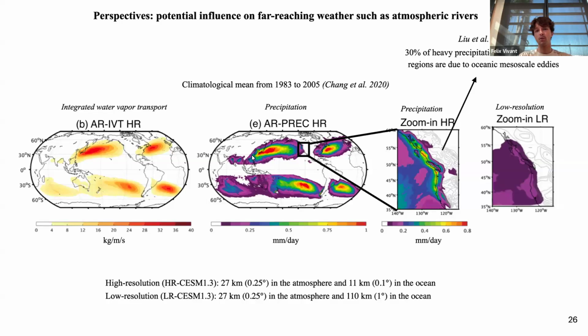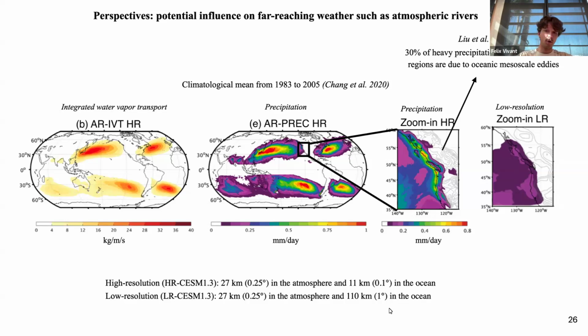We can observe the associated precipitation. And if we look at the west coast of America here, this panel is a zoom over the west coast. When moisture faces mountainous regions, it rises, and so it condenses into liquid and ice, and this results in precipitation. And if you don't resolve the mesoscale, they found that you don't accurately represent such atmospheric rivers. And in particular, Liu et al. showed that 30% of heavy precipitation over mountainous regions are due to mesoscale eddies in the ocean.